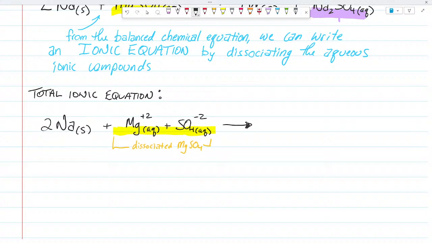In other words, when we drop the sodium into this solution, it's not bumping into magnesium sulfate. It's bumping into some magnesium ions, and it's bumping into some sulfate ions. They're separate. They're floating around separately. Does that make sense? They're not a single unit. They're all floating around. Now, let's look at the product side.